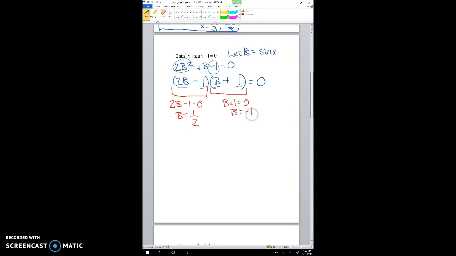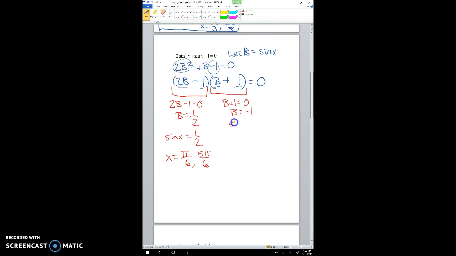Okay, and now we can plug back in for what b stood for. B stood for sine x. So again, you just go to your unit circle. Now you're looking for places where the y coordinate is positive 1/2. That's going to be pi over 6 and 5 pi over 6.